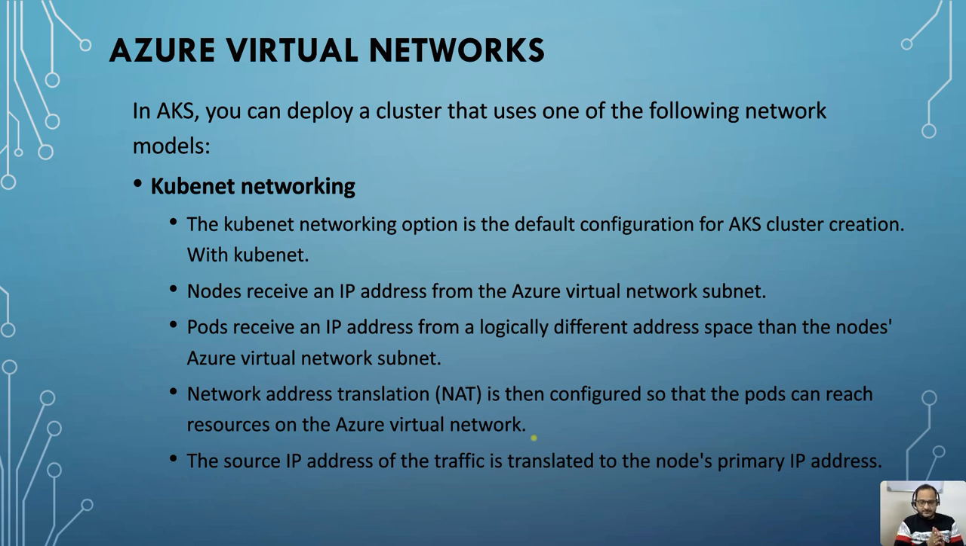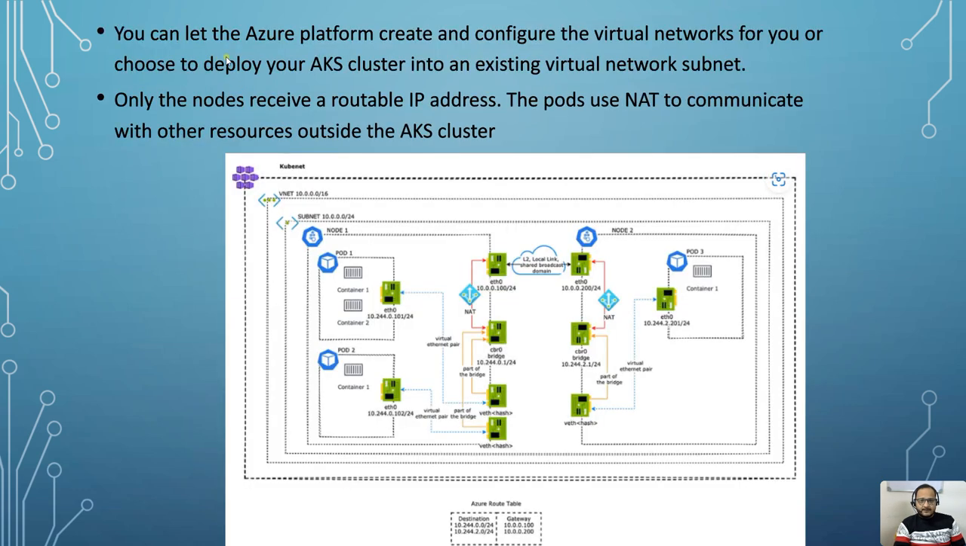So for example, if you have deployed your application with the help of the Kubenet networking model, then whatever the IP address of your virtual node is, that IP address should be accessible from the outside world, not the pod IP addresses. You can let the Azure platform create and configure the virtual networks for you, or choose to deploy your AKS cluster into an existing virtual network subnet. Only the nodes receive routable IP addresses. The pods use NAT to communicate with other resources outside the AKS cluster.